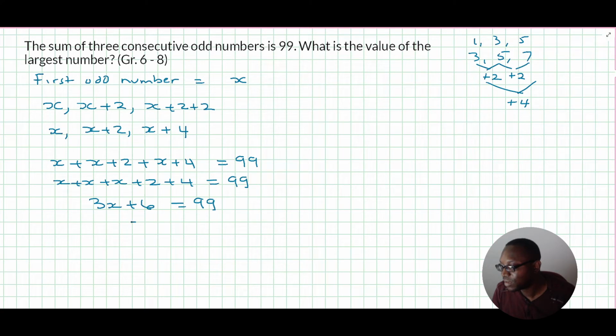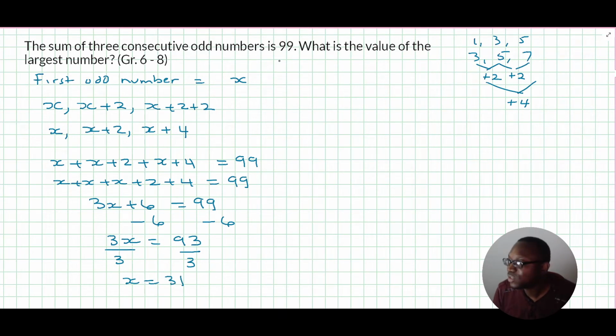So first we want to subtract 6 and subtract 6. So you have 3x is equal to 93. You divide both sides by 3. So x is equal to 31.